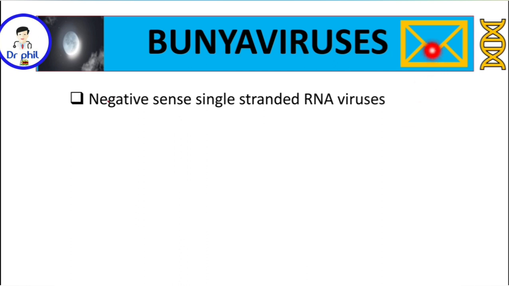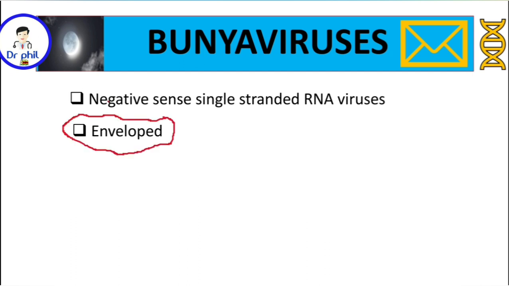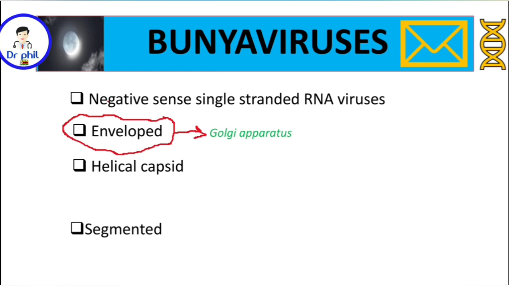This is an envelope. It means these viruses are enveloped, but there's something special about their envelope, right? They derive their envelope from the Golgi apparatus of the host cell, right? This symbol is representing the helical capsid. So the Bunyaviruses have a helical capsid, right? So one more thing which is very important is these viruses are segmented.